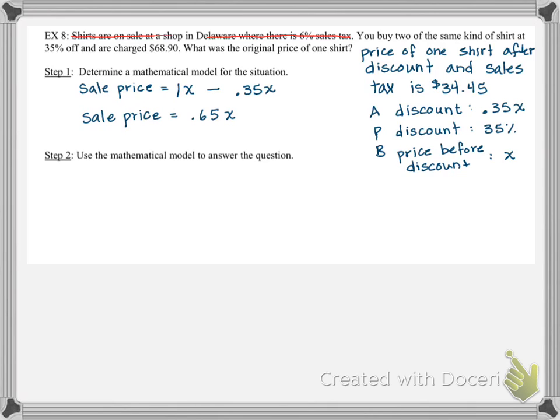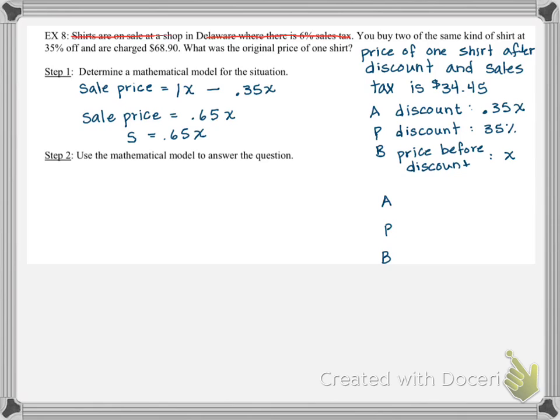Okay, so now we have to think about our sales tax. We can't solve this equation yet because we don't know the sale price, right? We know the price after the tax, but we don't know the price just after the discount. So let's give it a variable. Let's call it S, just so we don't have to keep writing sale price every time. And we are going to repeat this entire process for the application of the sales tax. So we have A, we have P, and we have B.